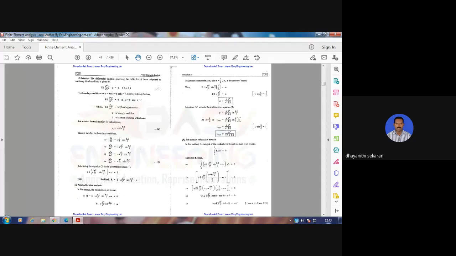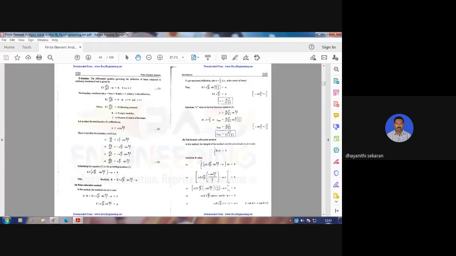Okay. How will you form the differential equation for a simply supported beam? It is EI d power 4 y by dx power 4 minus w, where small w is the intensity of loading, equal to 0, for 0 less than or equal to x less than or equal to 1. This is the common differential equation for a simply supported beam carrying a UDL, a load throughout the beam.